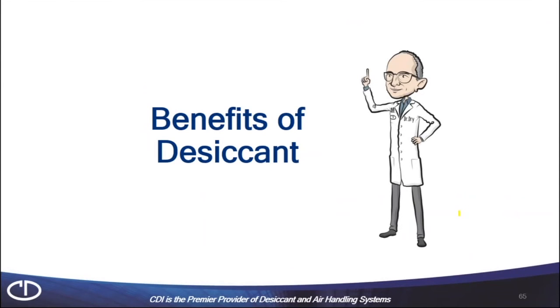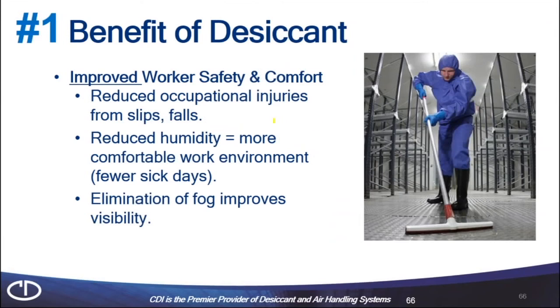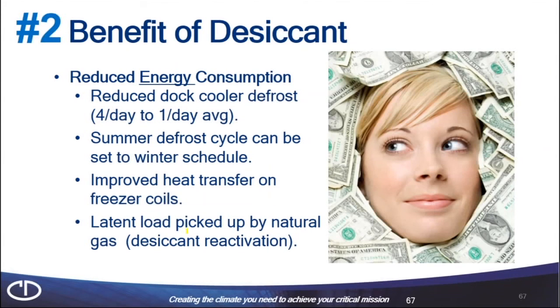of these problems. So these benefits, again, we talked about the negatives at the beginning, so now we've got the opposite. We can improve the worker safety, their comfort. We can reduce that ice, that water, those drips. That's going to reduce those occupational injuries. It's more comfortable to work in a lower humidity environment. There's fewer sick days. If we can get rid of that fog, our forklifts can find their way through openings without running into things. We're also going to reduce that energy consumption.